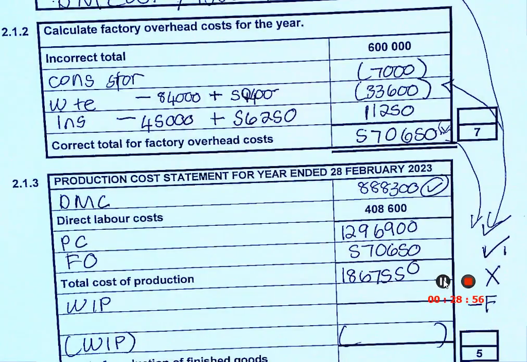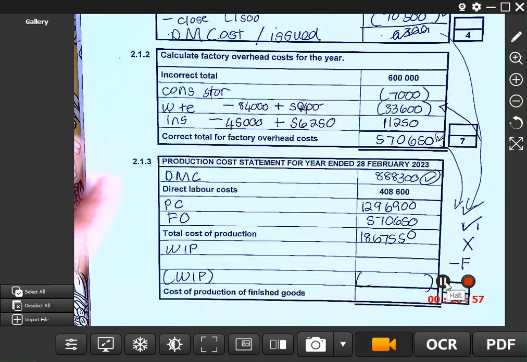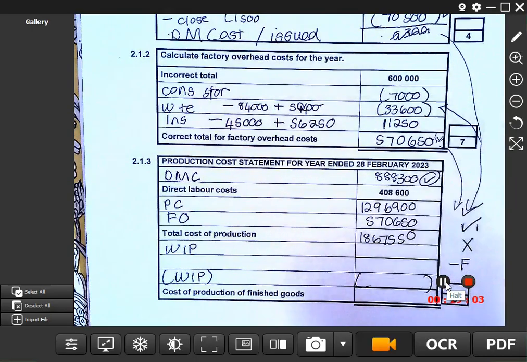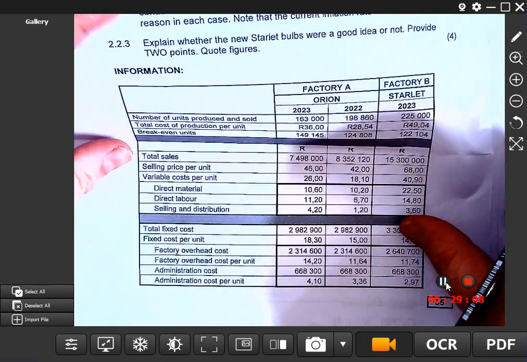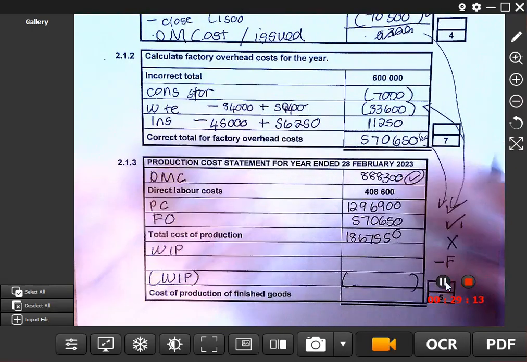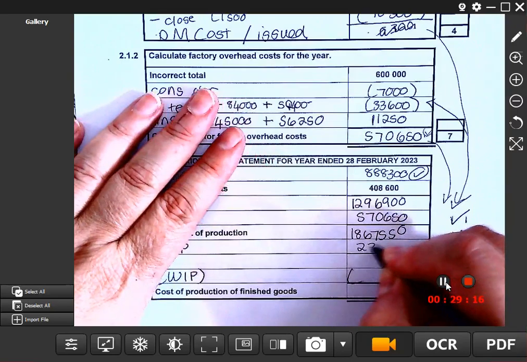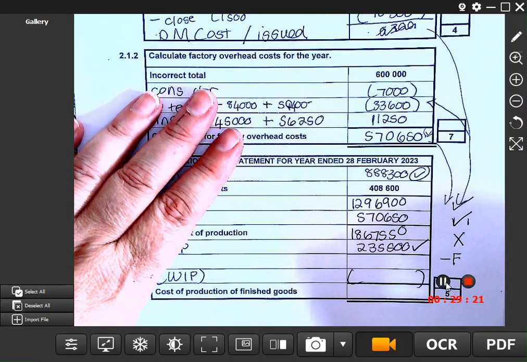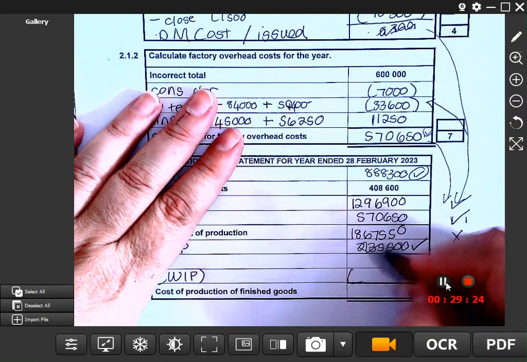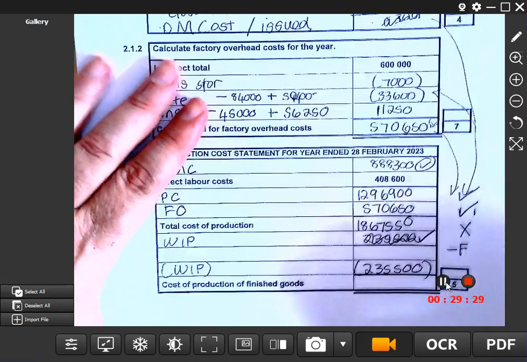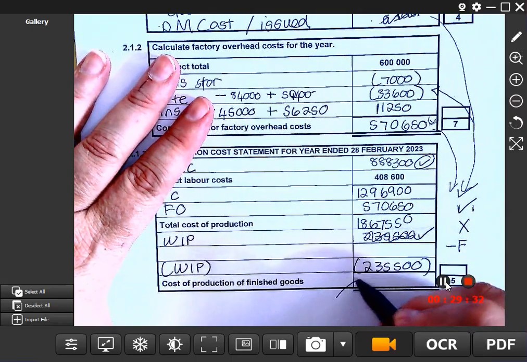At the start of the year, you said if we have any... Okay, so now if I look at this, I need my work in process, the beginning. They gave me the end. Oh, I can't see it. Well, oh, there it is. 235,500. It's amazing that they didn't print it in, because that's an easy tick. Is that the closing? Yes. 235,500.